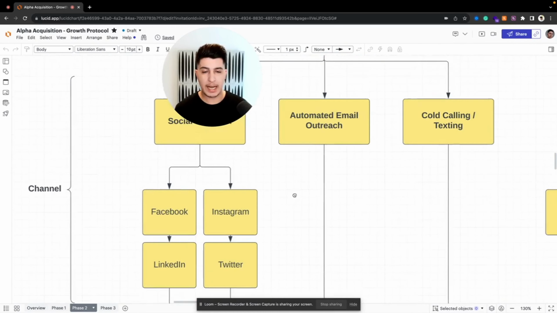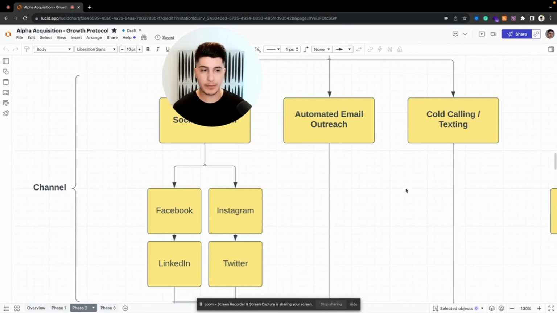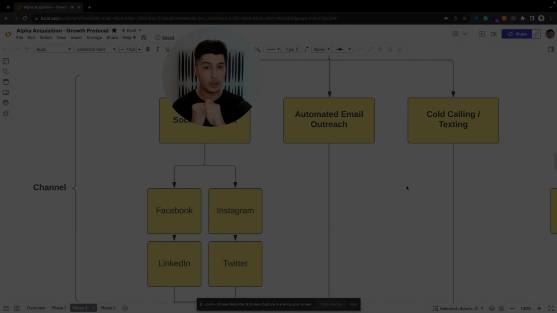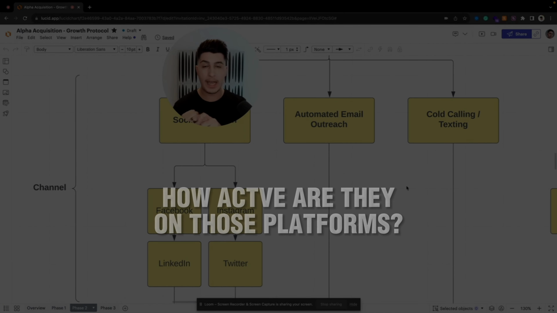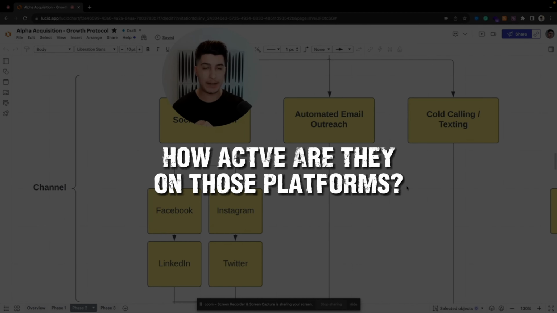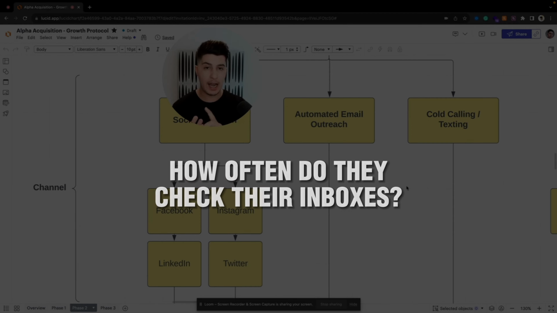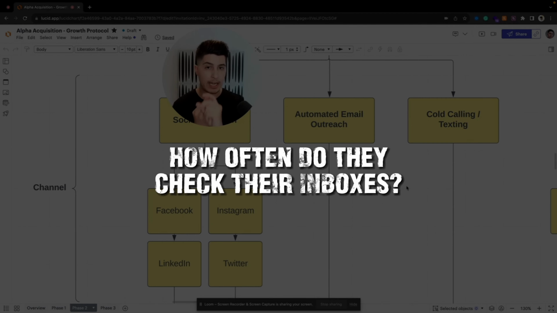Now, after we make a decision on the channel, the decision about the channel should be made based on where is it easier to find the decision maker or your ideal customer profile? How active are they on those platforms, on those media or mediums? And how often do they check their inboxes?